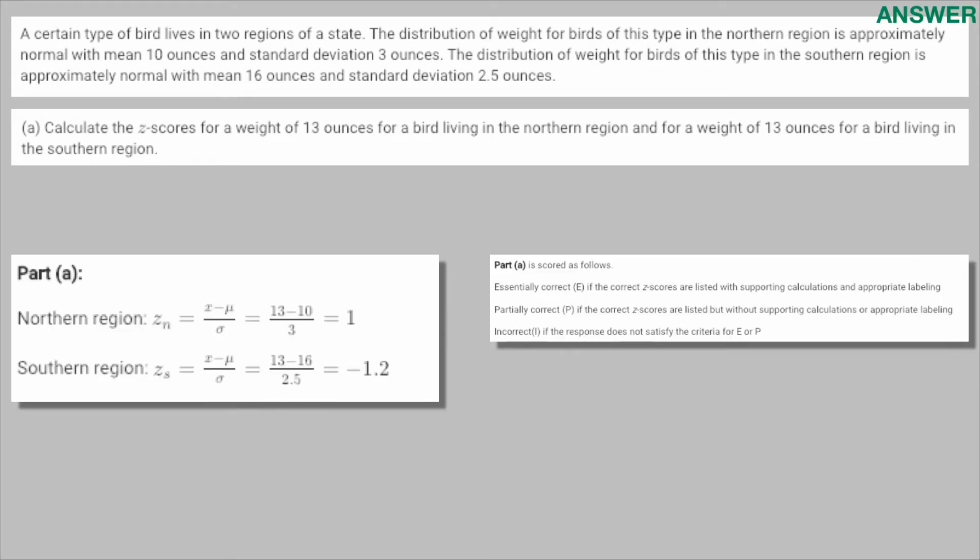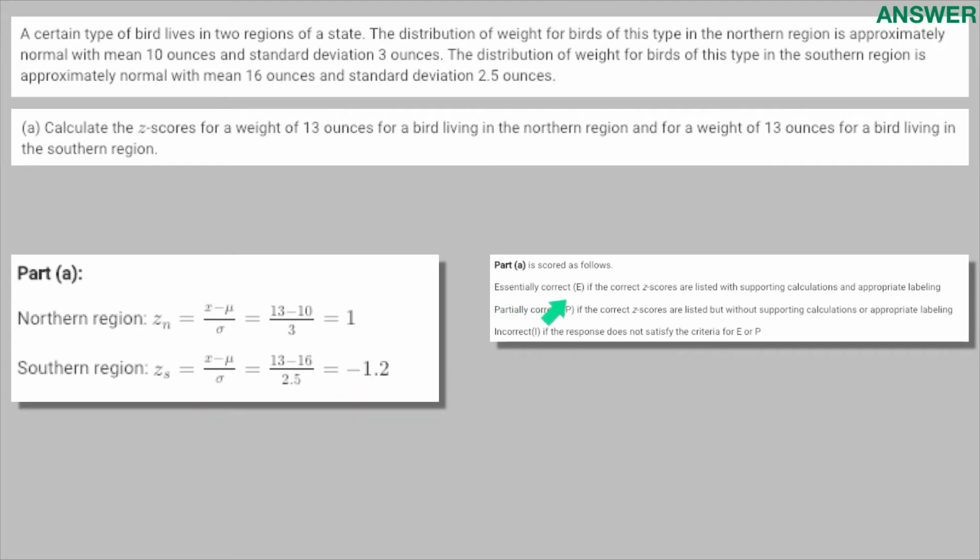This is a fairly straightforward question, and all you need to do is make sure that you show enough support. Your z formula, value minus mean divided by the standard deviation: formula, substitution, answer. Northern region, z-score is 1. Southern region, z-score is negative 1.2.